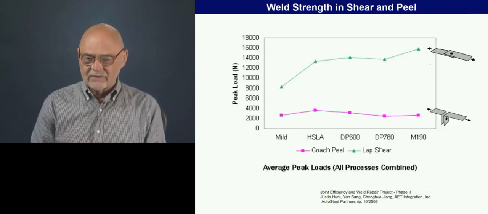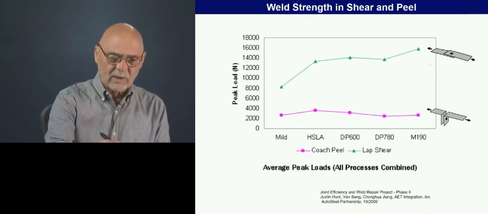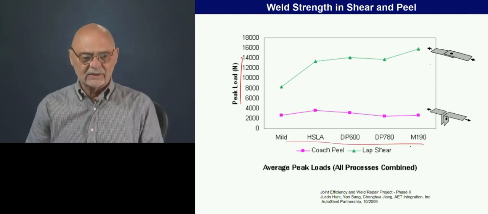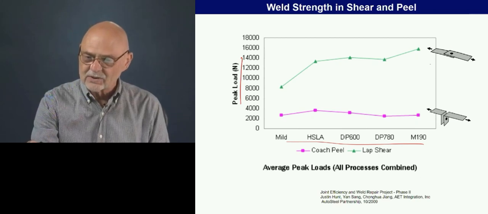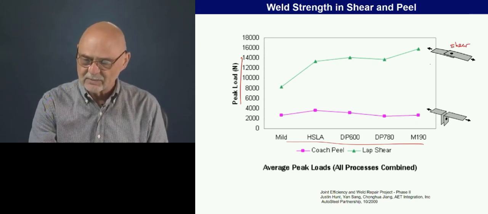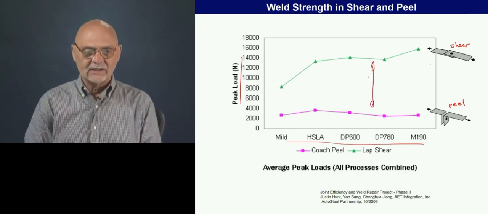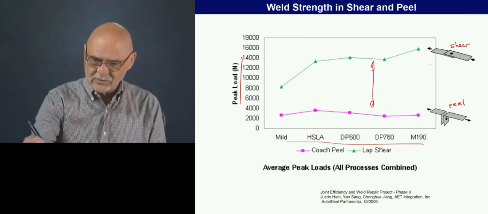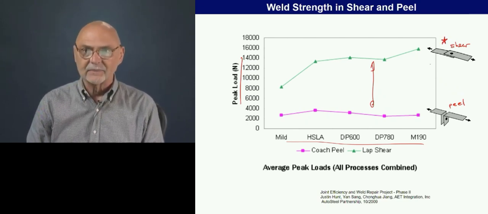Here's another way to visualize the same data. We're still plotting the peak load, and now along the x-axis are different types of steel grades. Here is the shear test, and here's the peel. Again, you can see the dramatic difference in each case. So this is what we always want to design for if we can.